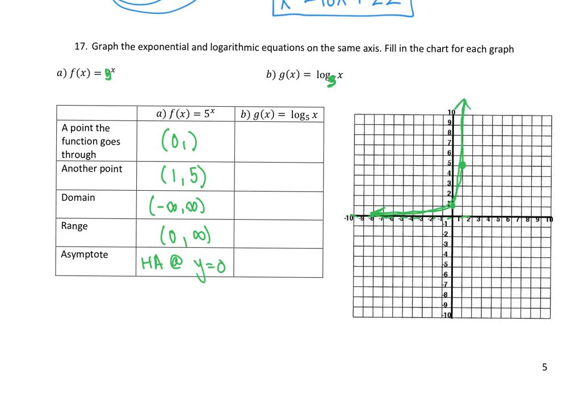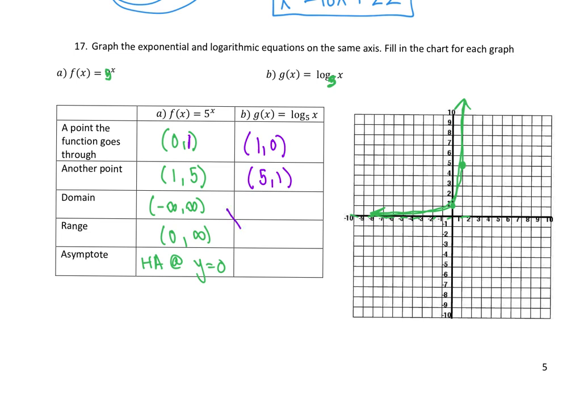There's our exponential function. Now drawing a logarithm function is easier than having to remember that, because everything you need to know to graph a logarithm function is that you just switch x and y. So instead of going through the point (0, 1), you're going to go through the point (1, 0). Instead of going through the point (1, 5), you're going to go through the point (5, 1).